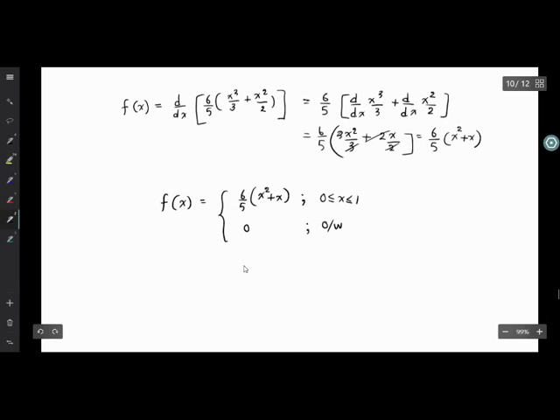If you want to check whether this is a legitimate PDF, you can integrate over the support and see whether you get 1. Okay, let's try it. Integrate from 0 to 1. Six over 5 is the constant. x squared plus x, giving x to the power 3 over 3 and x squared over 2.